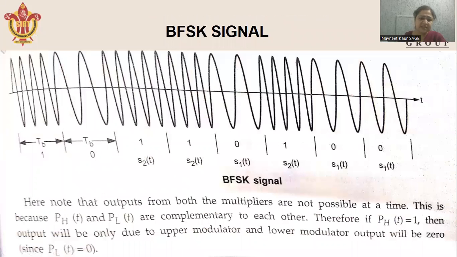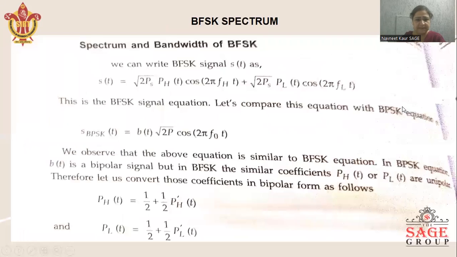Now, this is the waveform representation of the BFSK signal. Here we can see when the message is 1, the carrier is transmitted at high frequency. Whereas for the next TB, when the message is 0, the carrier is transmitted at low frequency. Again, when the message is 1, the carrier is transmitted at high frequency, and whenever the message is 0, the carrier is transmitted at low frequency.